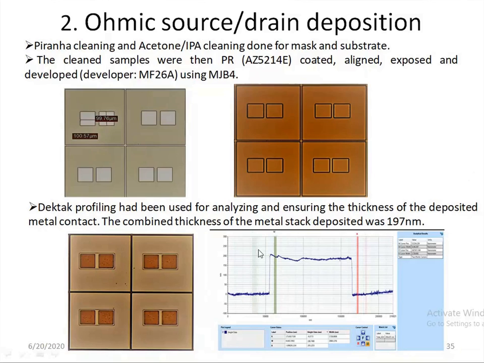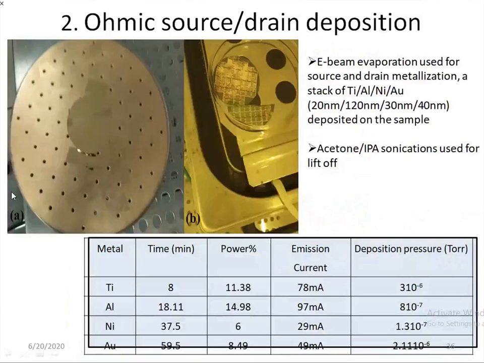So this is the contact measurement characteristics. Here we can find that this will be the substrate surface and this will be the contact. Here we were expecting a 210 nanometer contact, but we were getting a contact of thickness about 195 nanometers. So this is the sonication, that is, after the deposition, this is how the wafer will look.